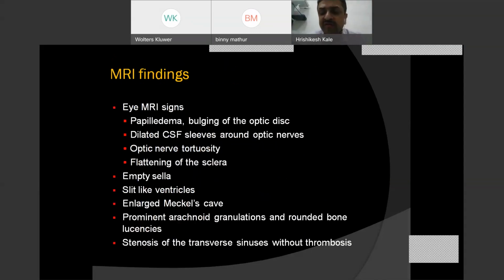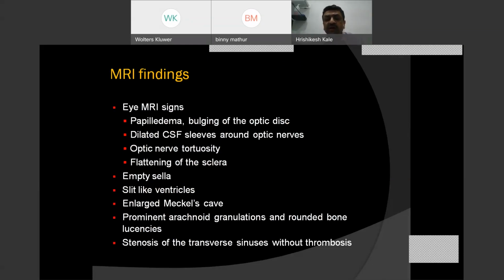So what are the MRI findings which you typically see with IIH? The eye signs include papilledema, where you can see a bulging of the optic disc, dilated CSF sleeves around the optic nerves, optic nerve tortuosity, and flattening of the posterior aspect of the sclera. You can have an empty sella, a large Meckel's cave, prominent arachnoid granulations and rounded lucencies. The ventricles are typically slit-like, they are non-dilated.